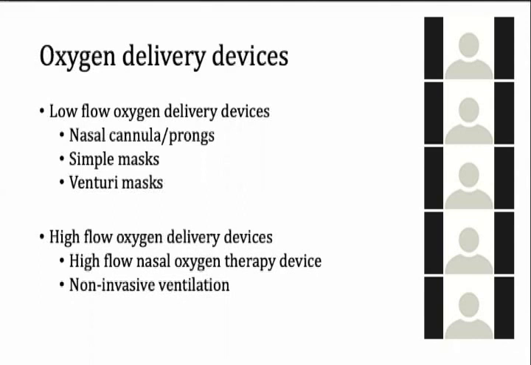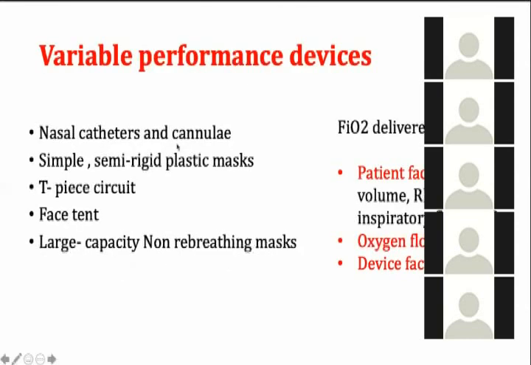When you talk about the oxygen flow rate, you talk in terms of liters per minute. For a nasal cannula, you might use about 2 liters per minute, whereas in a high flow nasal oxygen device, sometimes you might go up to 60 liters per minute. That is how it is divided. Understood? Likewise, the commonest classification is variable and fixed performance devices.